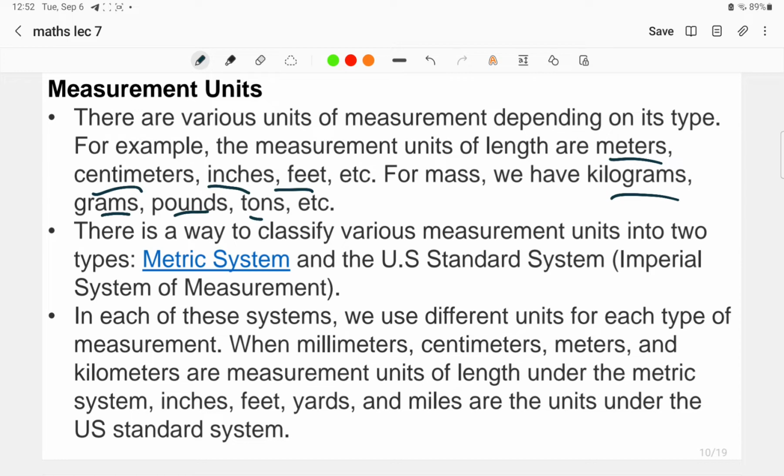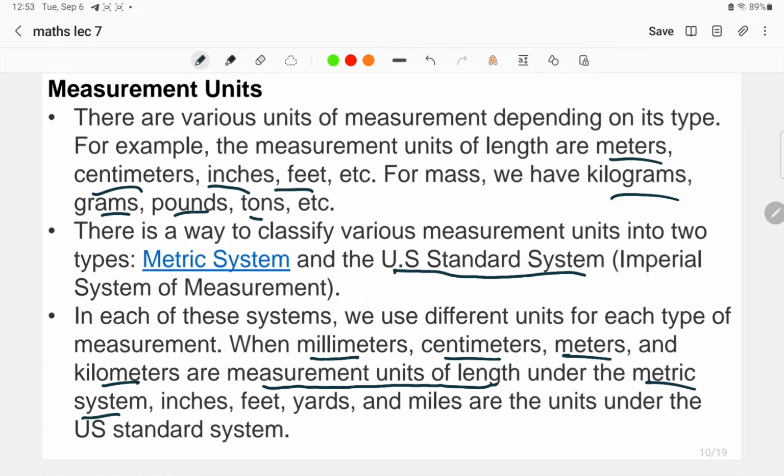Now there are two different systems in which we measure physical quantities. There is a way to classify various measurement units into two types, that is the metric system and the US standard system. What the metric system and the US standard system are, we'll discuss later on. In the metric system we use different units such as millimeter, centimeter, meter, kilometer. These are the measurement units of length, and they are under the metric system.